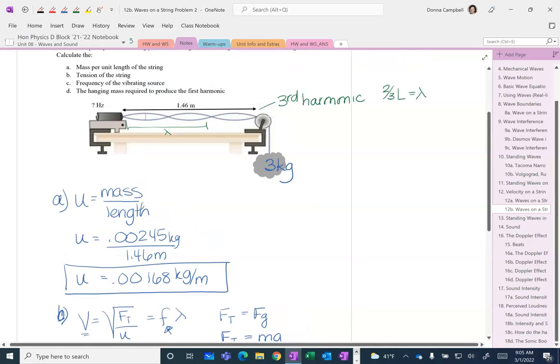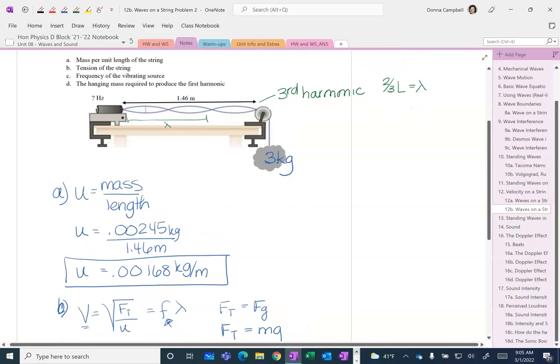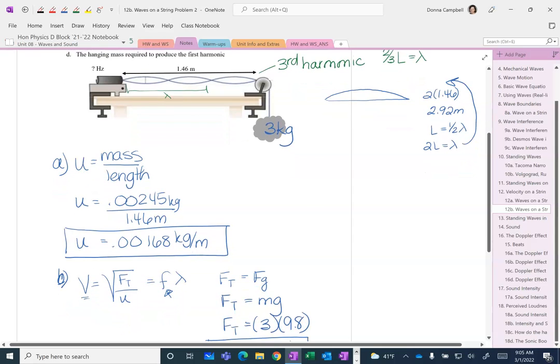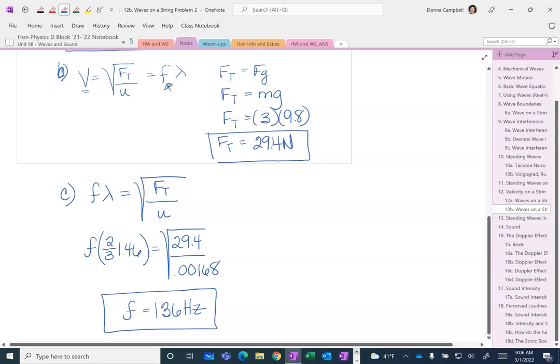And finally, D asks, the hanging mass required to produce the first harmonic. Okay, so the first harmonic, you will recall, is just one loop. So that's really half a wavelength. So it's going to require 2 lengths to make the first harmonic. 2 times 1.46, and that is 2.92 meters. Because remember, L equals 1/2 wavelength on that first harmonic, and that's where we got the 2.